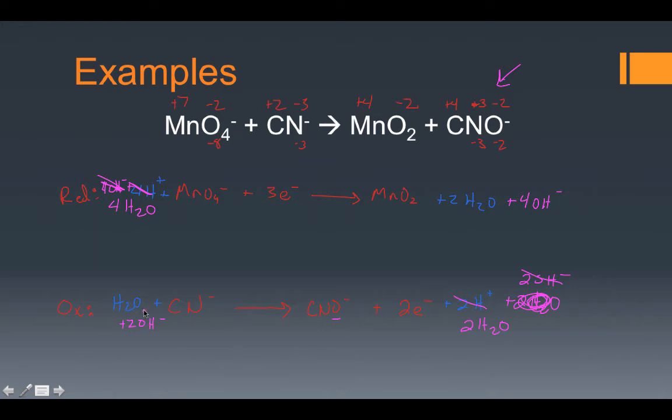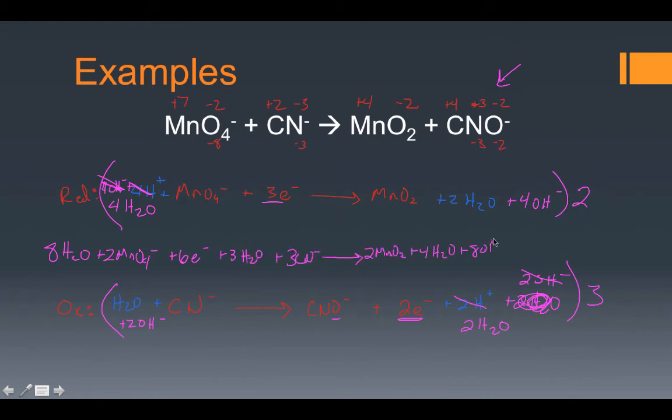At this point, recombining everything is just like it was before. We're going to get the number of electrons on both sides to be the same, and then we're going to combine this back together into one final reaction. We've now combined the two half reactions into one big reaction again, and now it's time to cancel out excess substances.